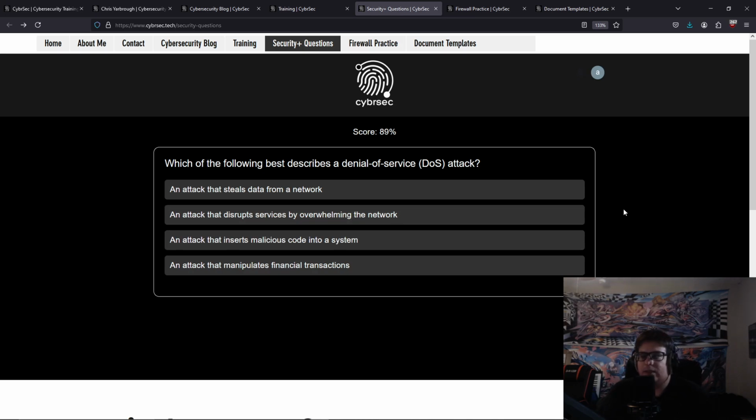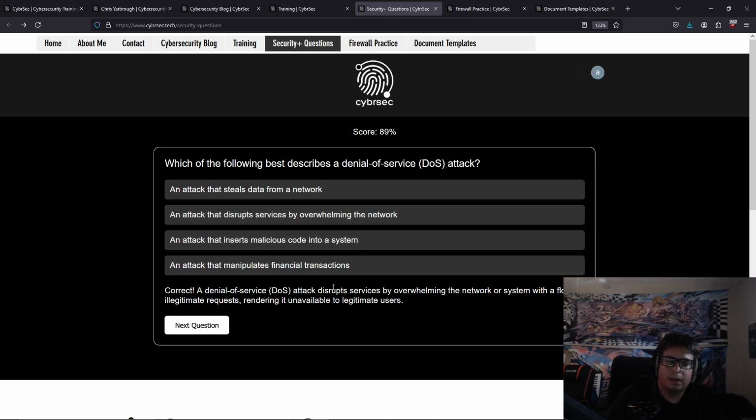Which of the following best describes a DOS attack? Denial of service. So it overwhelms the network, right? Yeah. A DOS attack disrupts services by overwhelming the network.